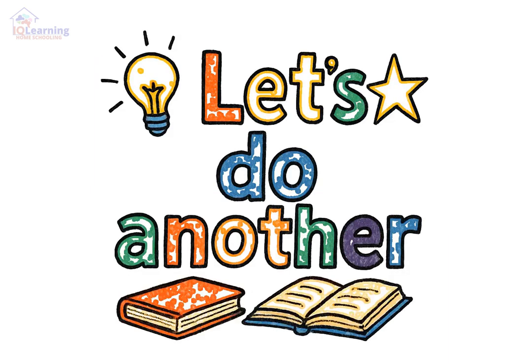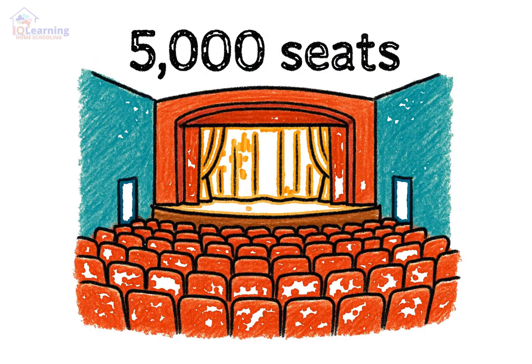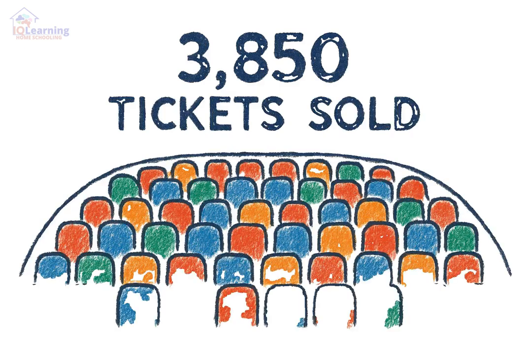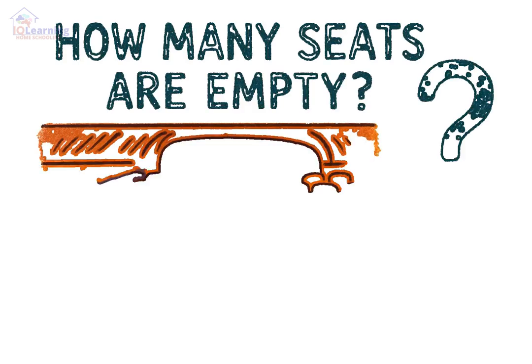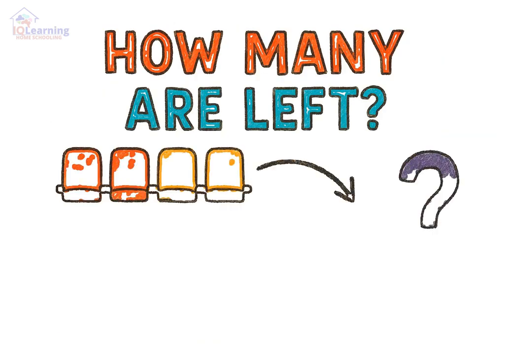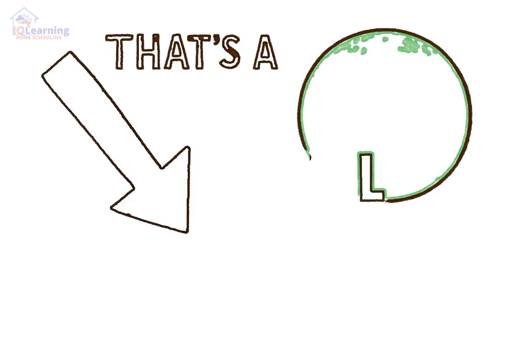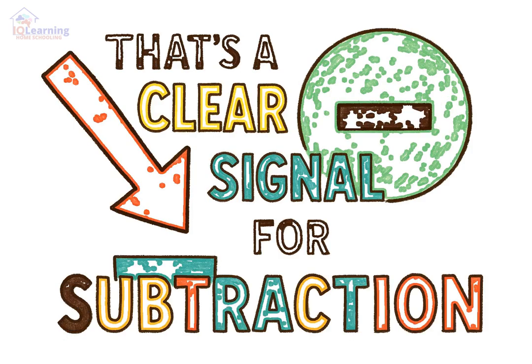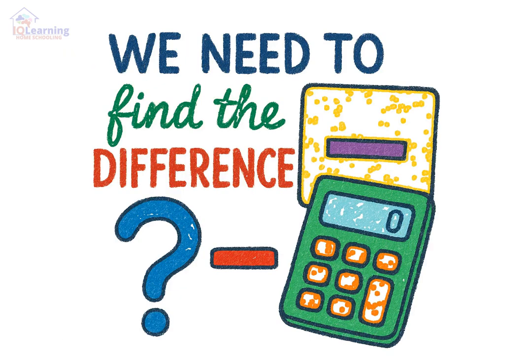Let's do another. A theater has 5,000 seats. 3,850 tickets are sold. The question, how many seats are empty? The key words here are empty and how many are left. That's a clear signal for subtraction. We need to find the difference.